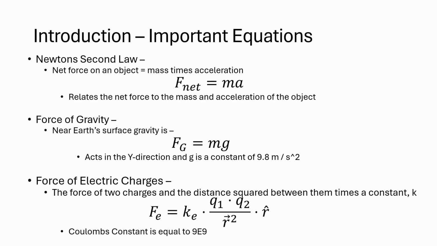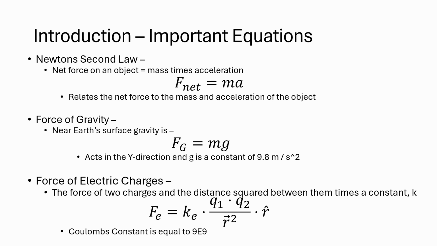Important equations: Newton's second law, F net equals ma. This relates the net force of the object to the mass times the acceleration. The force of gravity near Earth's surface is Fg equals mg. M is the mass and g is the gravitational constant of 9.8 meters per second squared. It acts in the y direction in this case.